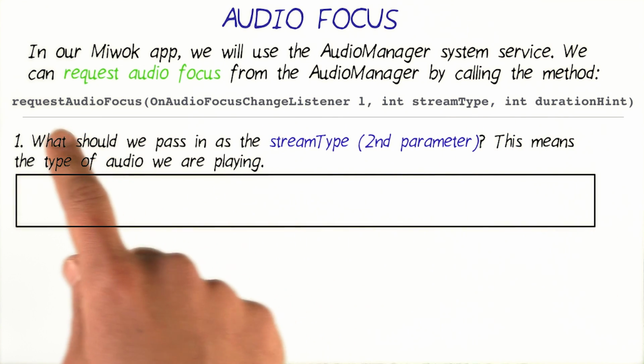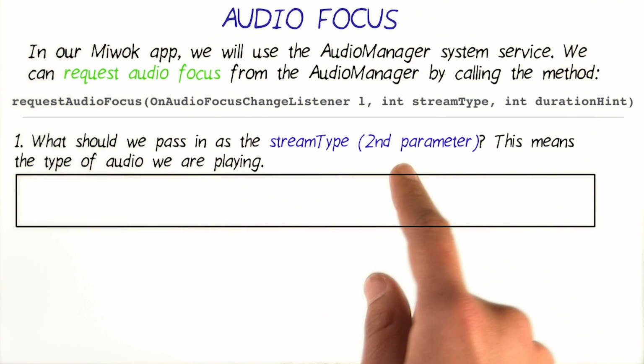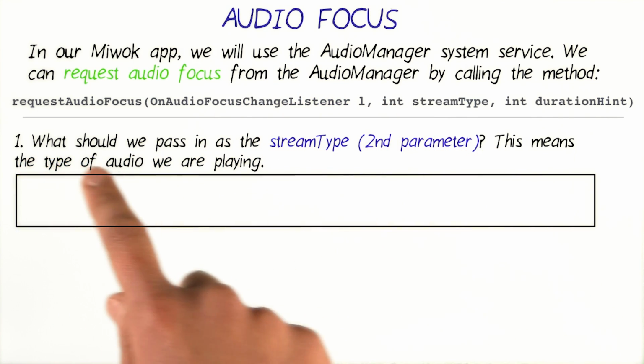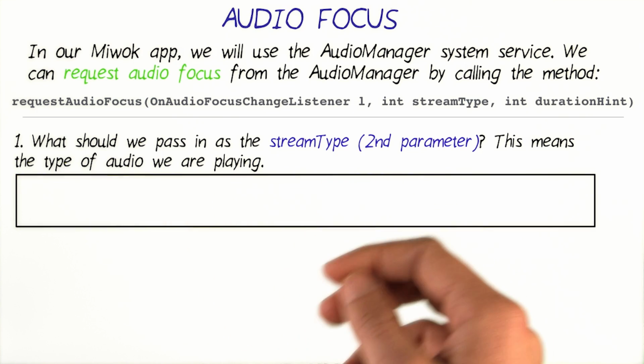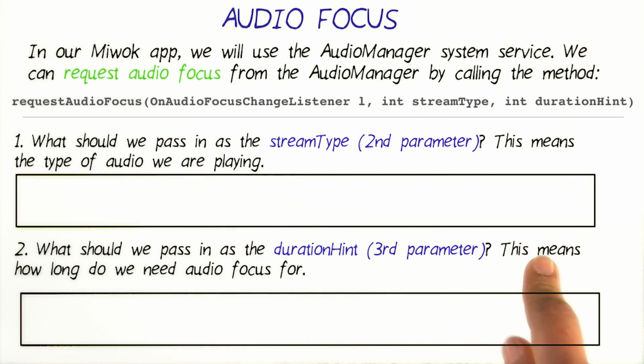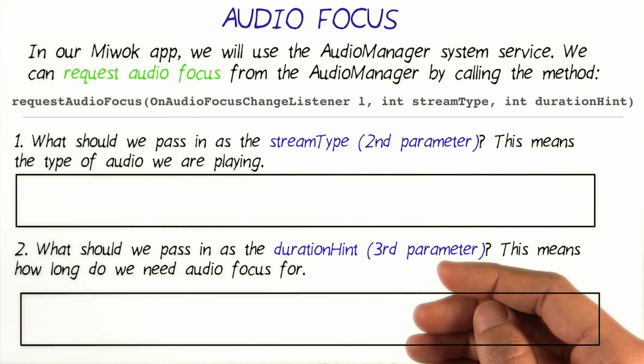Now when we call this method request autofocus, what should we pass in as the stream type, which will be our second parameter? And this refers to the type of audio that we're playing. So is it a song or a ringtone? And for the second question, what should we pass in as the duration hint, so the third parameter? And this refers to how long we need autofocus for. So do we need it for a short period of time or a long period of time?